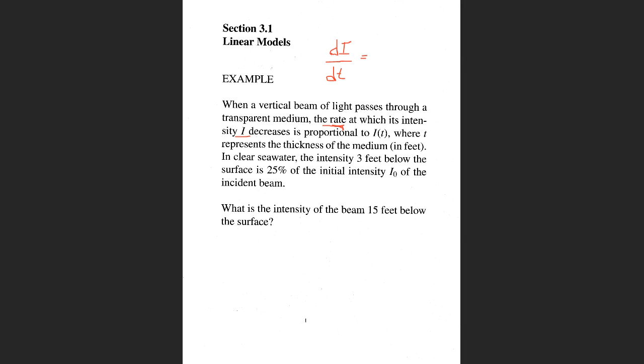Now they're saying the rate is proportional to I of t. So it's proportional to the intensity itself. And what's going to go here? What has to go here in front of the I? The constant. Good, a constant k. So this is our differential equation, and this is what we need to solve. Are there any questions so far before I go to the next page?